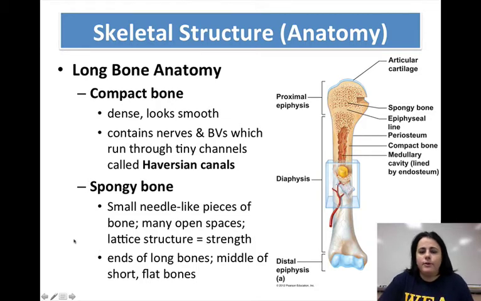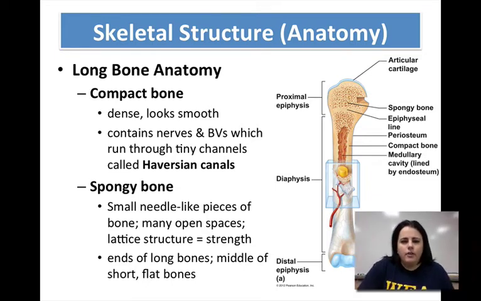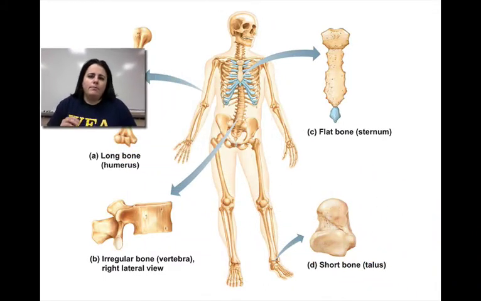And we're going to find spongy bone mainly in the ends of long bones, in an area called the epiphyses that I'll talk about in a second, and in the middle of some other bones too, the non-long bones, such as your sternum or your ribs or the bones of your cranium, for example. So let's dive in and look at some bone anatomy.